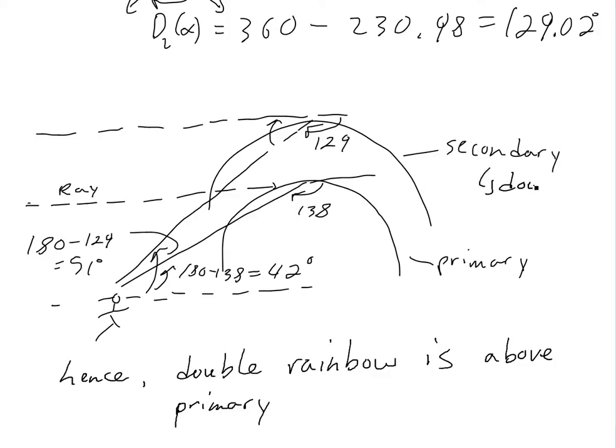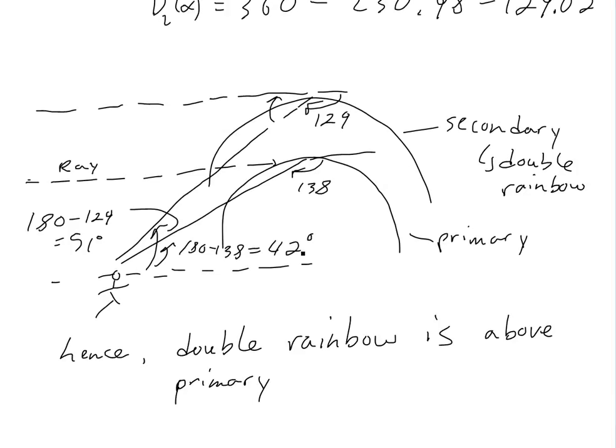This is just the double rainbow, or the second rainbow, or the secondary. And these are the rainbow angles. So then this angle is right here.